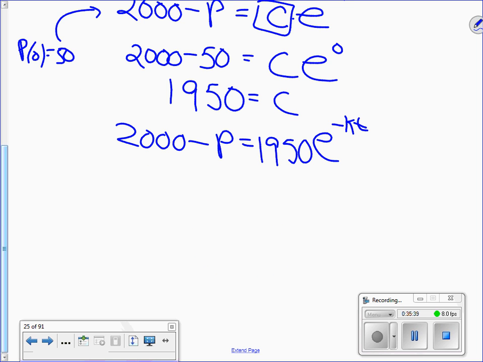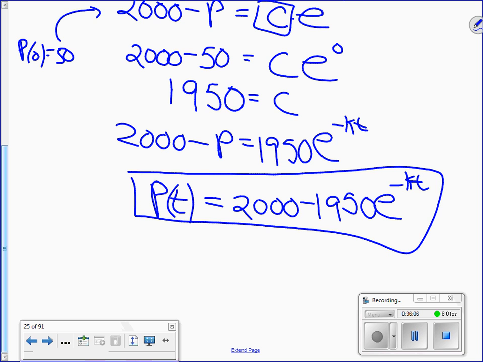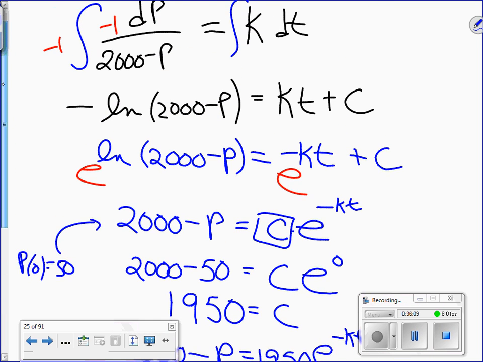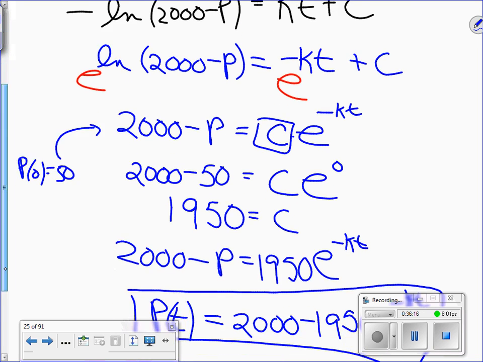So this is it. The only thing is I just have to get P by itself. If I add P and subtract, move things around, I get that P is equal to 2000 minus 1950 e to the negative kt. Now, this is my final answer. I just like to make it look fancy, so instead of just calling it P, I'm letting the world know it's a function of time. We needed a negative to make it an ln, and we had to multiply each side by negative 1 first. Okay. No, that wasn't terrible.